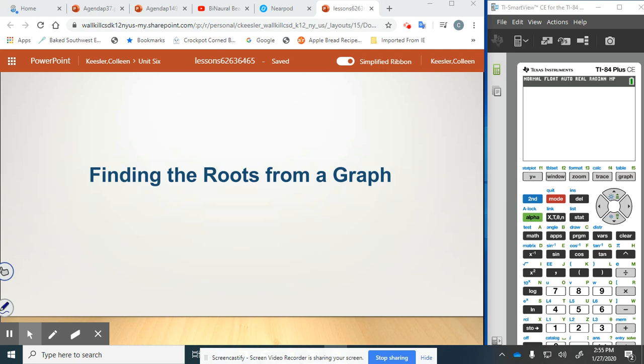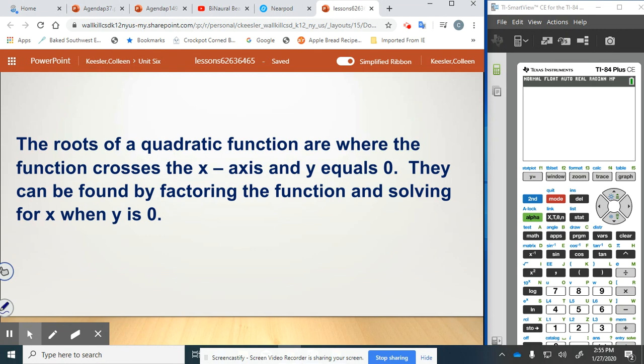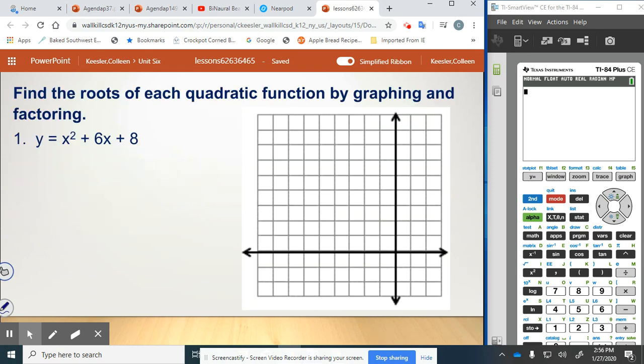All right, guys, today we'll be finding the roots from a quadratic graph. So the roots of a quadratic function are where the function crosses the x-axis and y equals 0. They can be found by factoring the function and solving for x when y is 0, as well as looking at the graph and seeing where they cross the x-axis. So find the roots of each quadratic function by graphing and factoring.